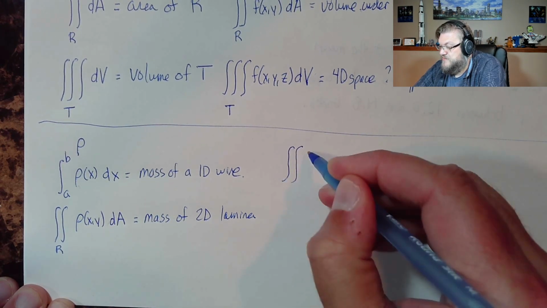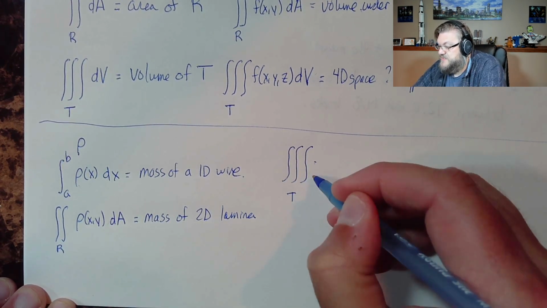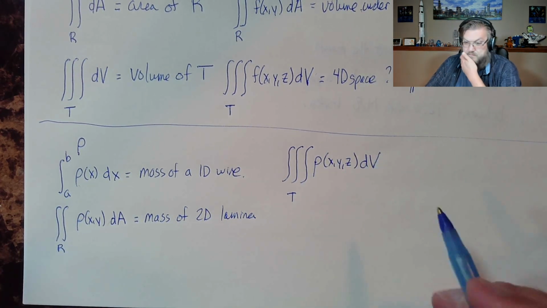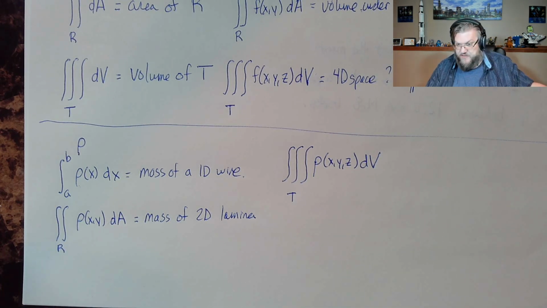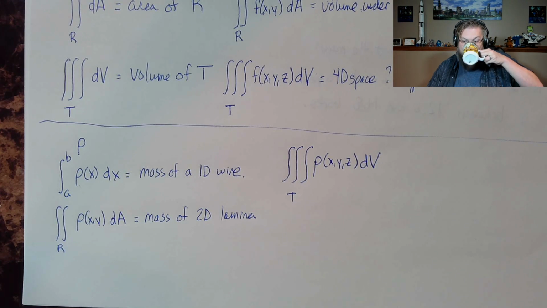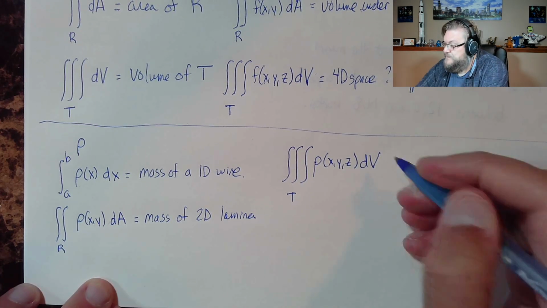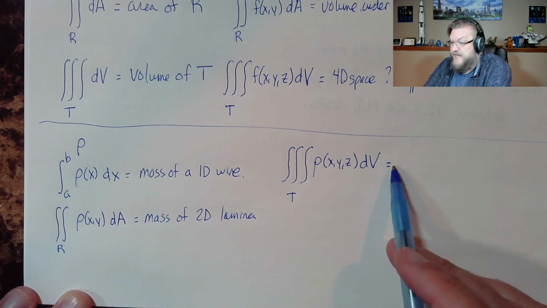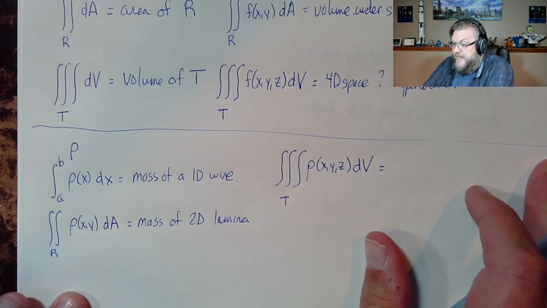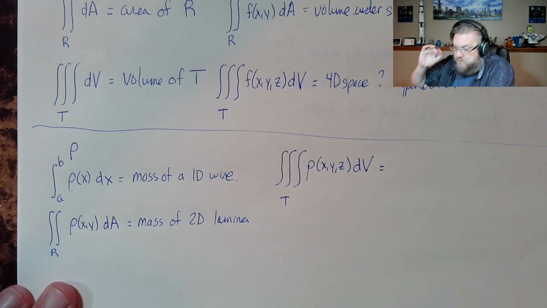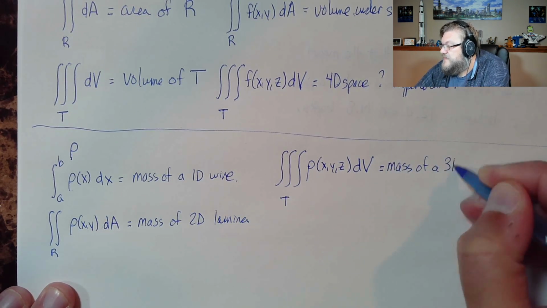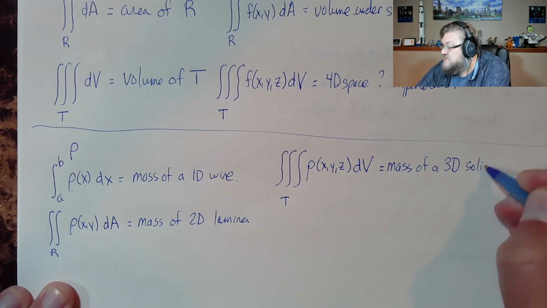If I went to triple integrals, I wonder if you could guess what this would end up being. Any takers in chat? We had mass of a one-dimensional wire, mass of a two-dimensional lamina, and now mass of a 3D. Yeah, exactly. I wouldn't call it a lamina anymore because lamina is reserved for two-dimensional space, but perfect, right on. Let's call it something else. We're going to call it the mass of a 3D solid. How about that? A solid.